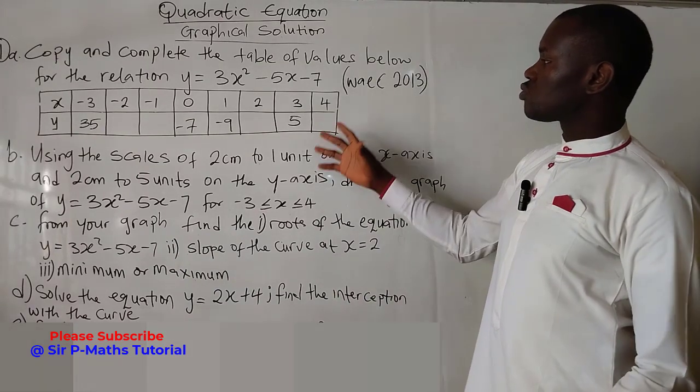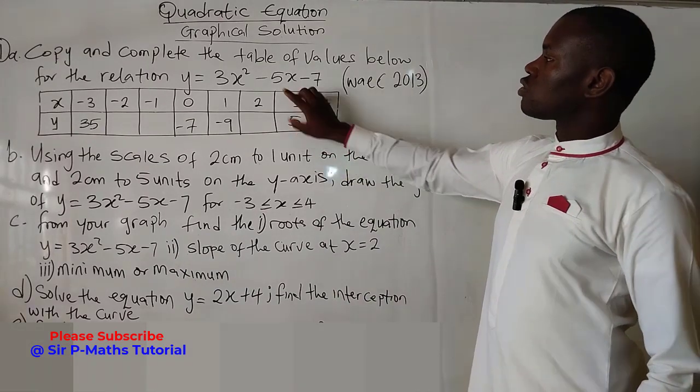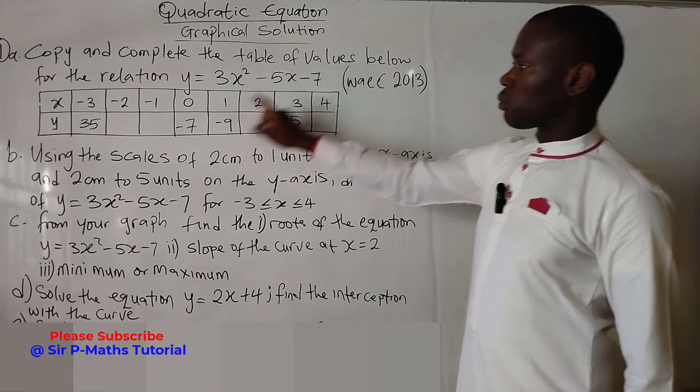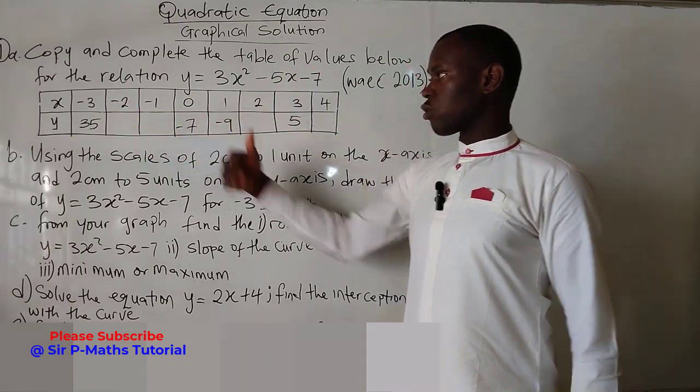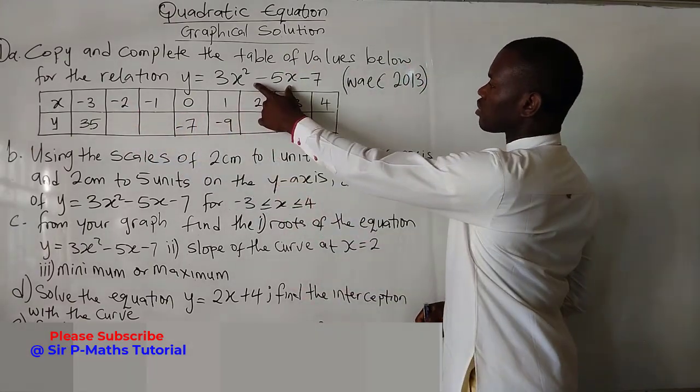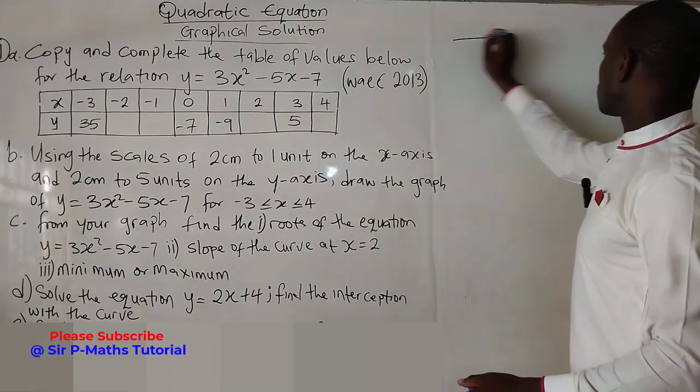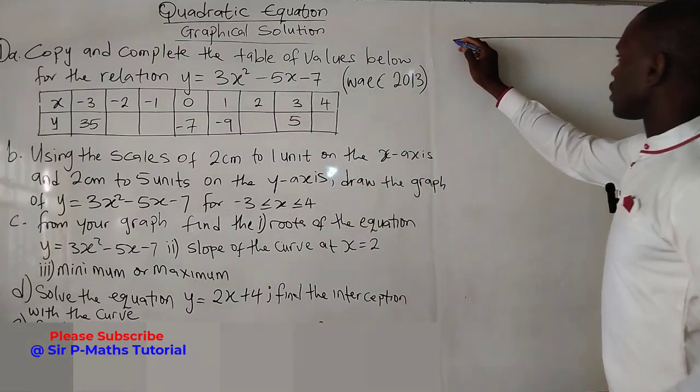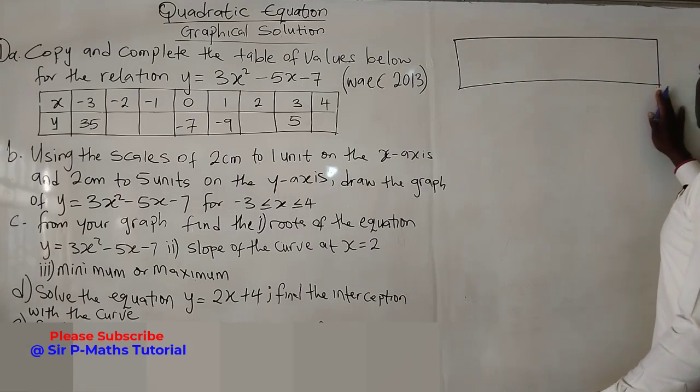Alright, now the first thing we do is to produce our table using the relation given to us. We are given a table and we are asked to copy and complete. Okay, look at our relation. So the first thing we do is to produce a table on the answer script. That is always the first thing. It has its own mark.